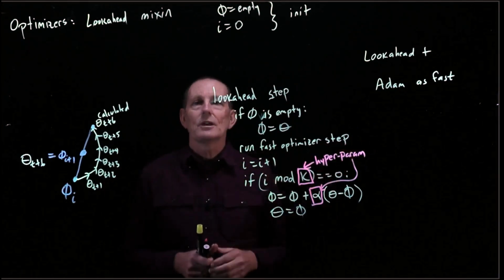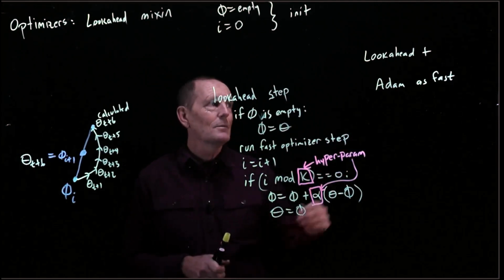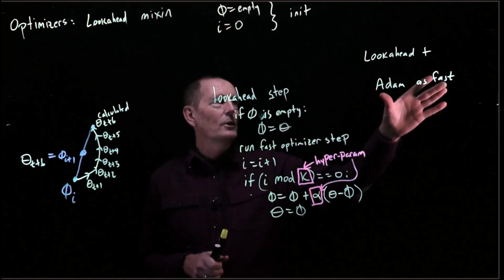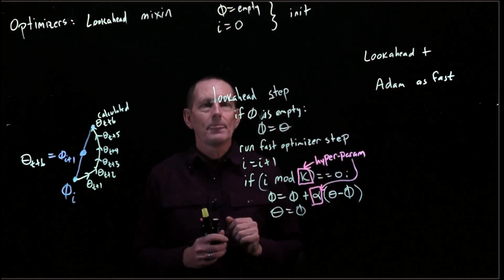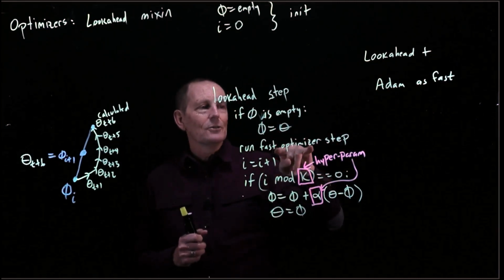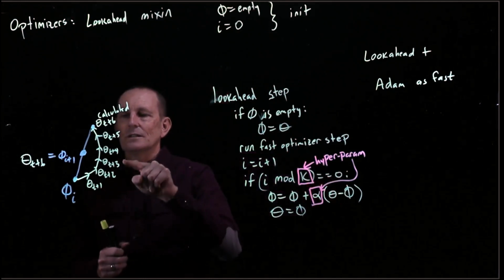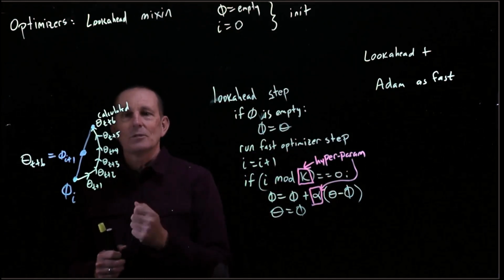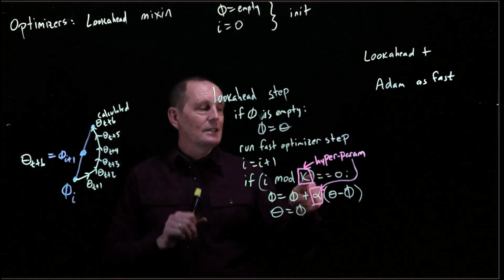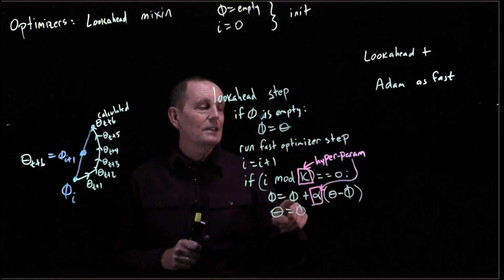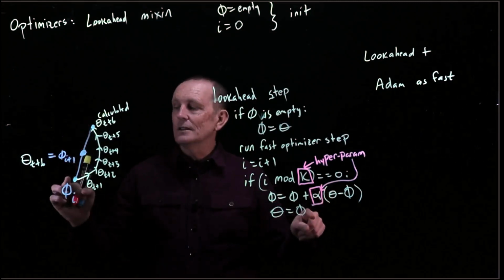Then we run our fast optimizer step. Whatever fast optimizer that is, it could be regular SGD, it could be SGD with momentum, it could be Adam, it could be whatever. We are adding in look-ahead on top of any other standard optimizer. And then what we do is we go ahead and run that step and increment I. If I mod k is not equal to 0, that means we're at one of the intermediate steps where we're just letting the fast optimizer go. And then if we get to the end, we say, okay, we're going to update phi to be whatever phi is now plus alpha of the way from phi to theta.